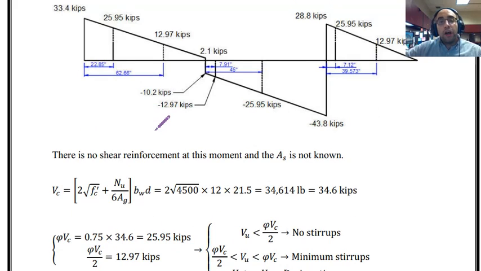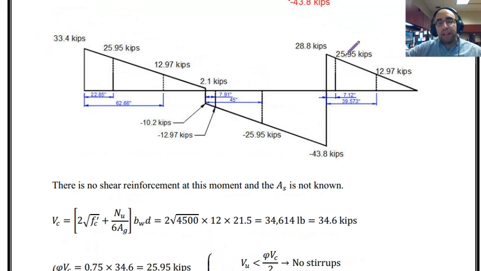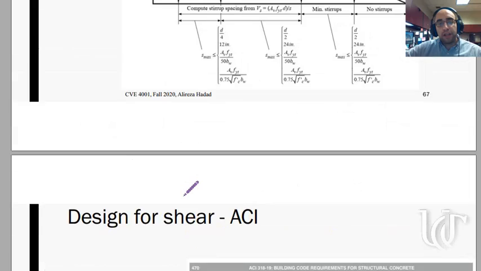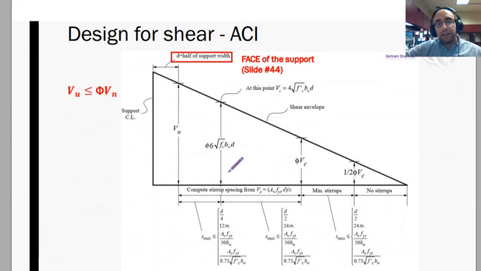First, I need to compare the maximum values in this diagram versus the shear strength of the section that we had, or phi VC. As you remember, when we were talking about shear strength of the sections, we looked at this diagram and we said if the amount of shear demand is lower than half of phi VC, we don't need any stirrups. The section has enough strength to resist the load.